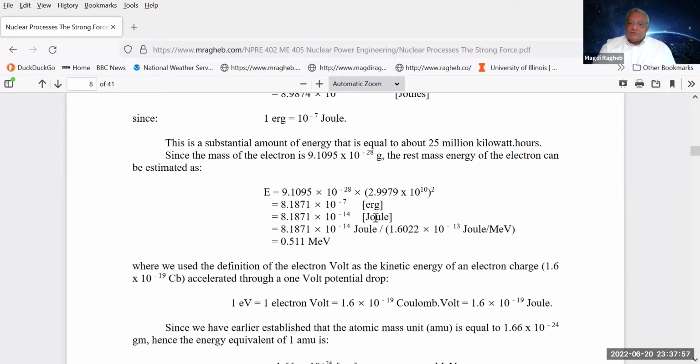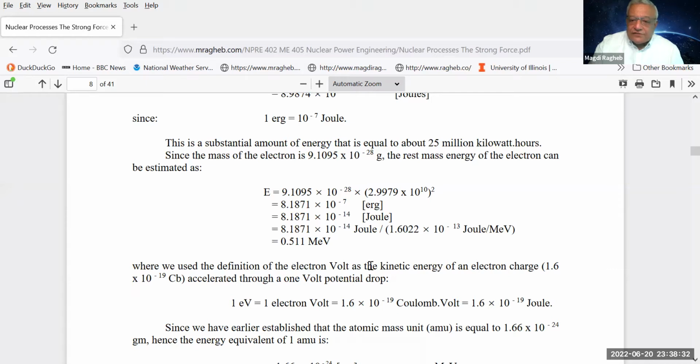That gives us 8 10 to the minus 7 ergs. We turn the ergs into joules, that's 10 to the minus 14. And there is a relationship between the joule and our favorite units in nuclear and radiochemistry. In our case, that is that 1 joule is 1.6 10 to the minus 13 million electron volts. So we establish here that the mass equivalent energy of an electron or a positron, the antimatter of the electron, is 0.51 million electron volts.